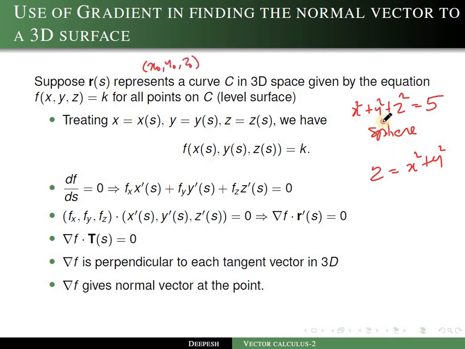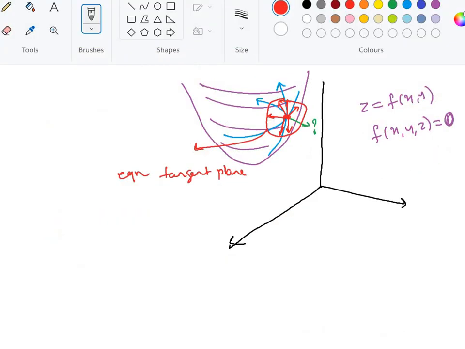Now the equation of the surface can be taken as f of x, y, z equal to k. Now through that point, there will be infinitely many curves passing through, all of which are lying on the same surface. So for example, these blue curves are curves lying on the surface. So each of these blue curves will satisfy the equation of the surface, that is f of x, y, z equal to k. If this is the equation of the surface, each point on this curve will be satisfying the same equation.